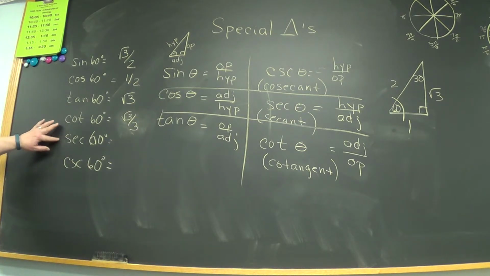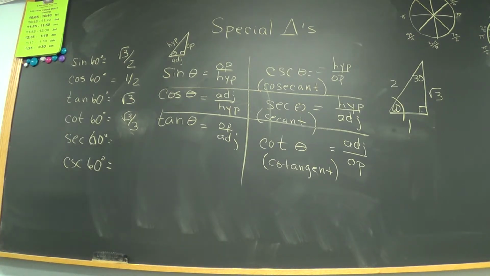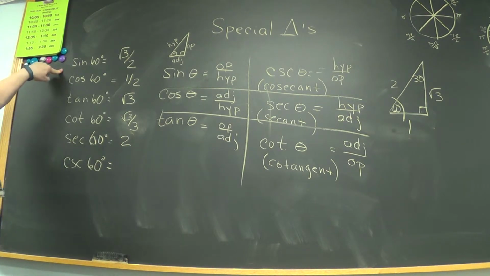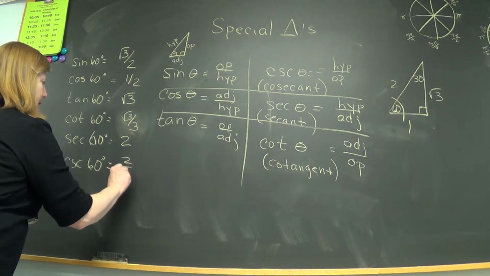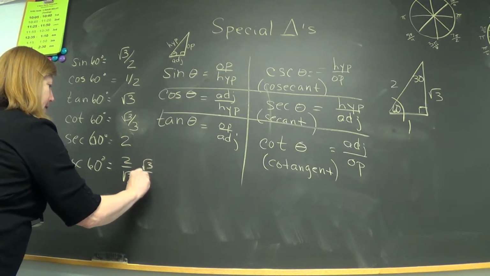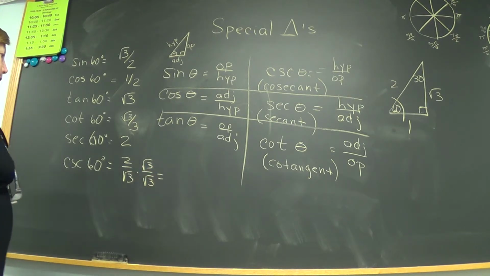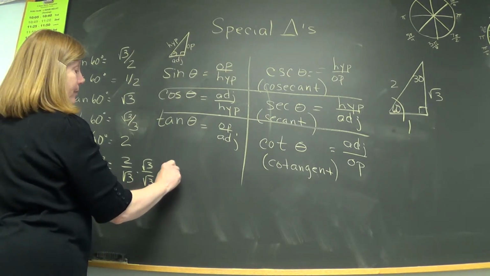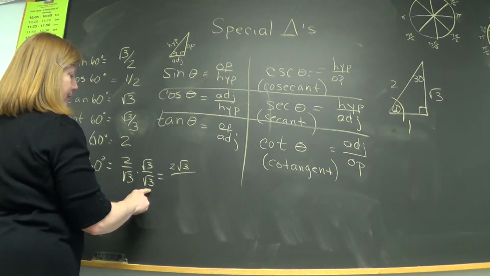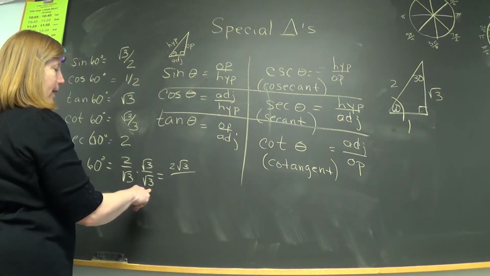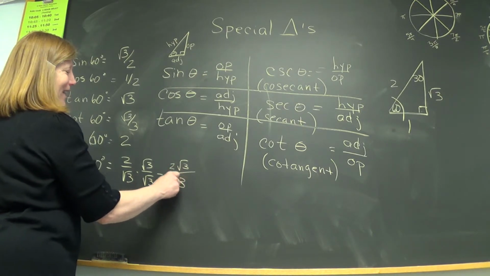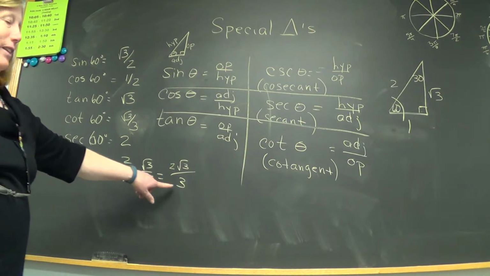All right. Secant of 60. Can you do the flip of the cosine? It's 2. And the flip of the sine is 2 over square root of 3. Right. And then rationalize it. I'll set it up. What do you get? Would it just be 2 times the square root of 3 over the square root of 3? No, what's square root of 3 times square root of 3? 3. Right. And that's why we chose that, so we could get rid of the radical.